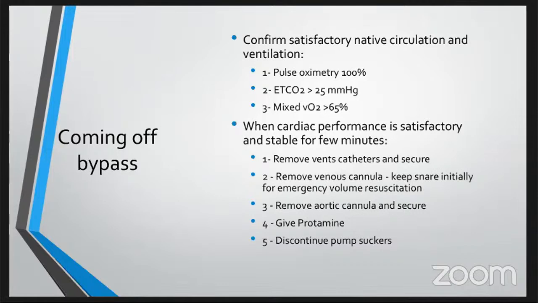65. When cardiac performance is satisfactory and stable for a few minutes, then we can start removing vents and secure them. We'll start by removing the venous cannula, but we'll keep the snare initially for emergency volume resuscitation. And then we'll remove the aortic cannula and secure it. We'll give protamine and we'll discontinue the pump suckers.